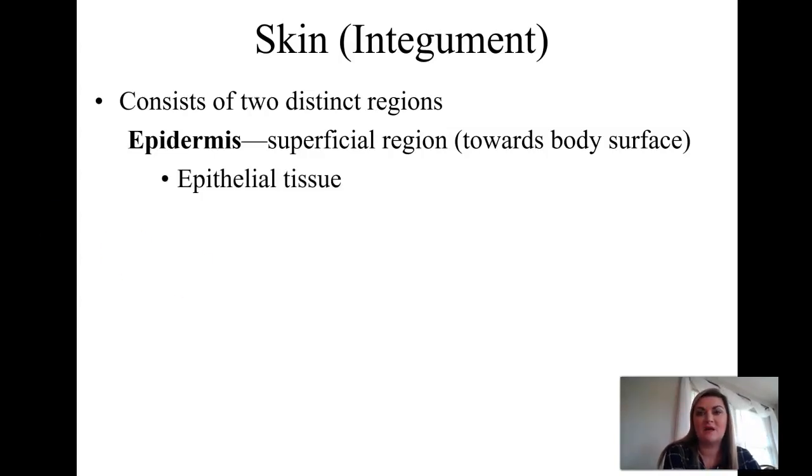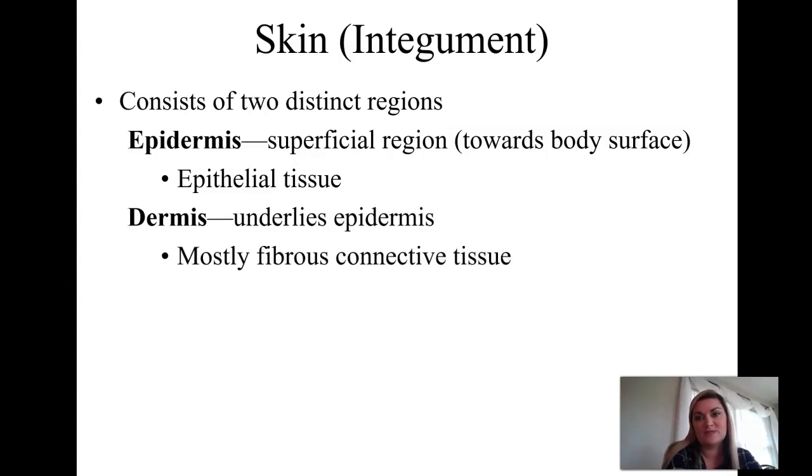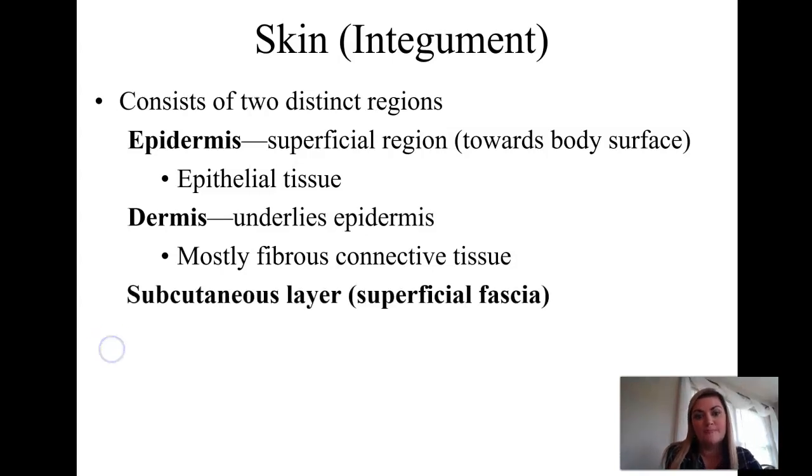This is going to consist of epithelial tissue that we studied in the last chapter of histology. So it's going to be made up of a stratified squamous epithelium. The dermis lies just below the epidermis, and it is going to be made up of mostly fibrous connective tissue. So it's going to be a dense, irregular connective tissue along with some areolar connective tissue.